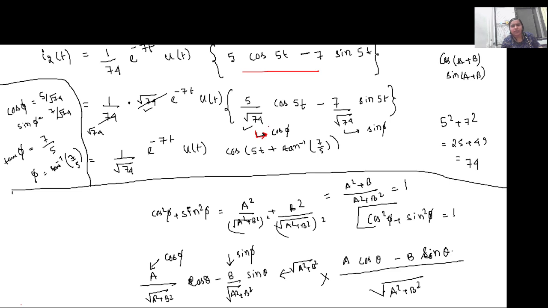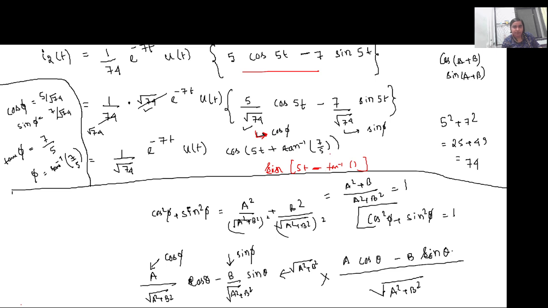Yes, you can take sine phi, then you will come across the direct value of tan, like tan inverse of whatever it will be. It will be 5 by 7, I'm guessing. Either way, we can directly find the sine term. Then it will be sine of 5t minus tan inverse something, right? Because in case of sine, this negative sign will be there.